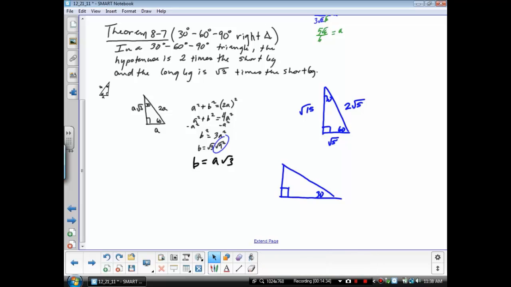Okay. So making it slightly harder, on this 30, 60, 90 triangle, we're going to know the hypotenuse. We're going to say the hypotenuse is 7 root 2.